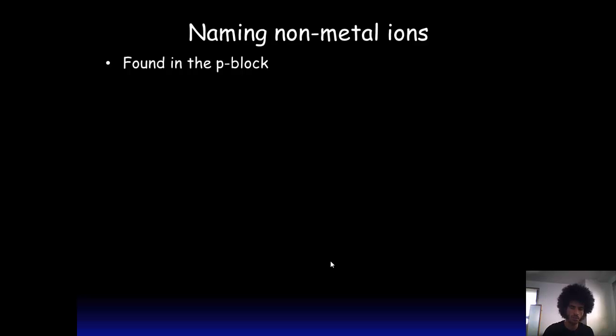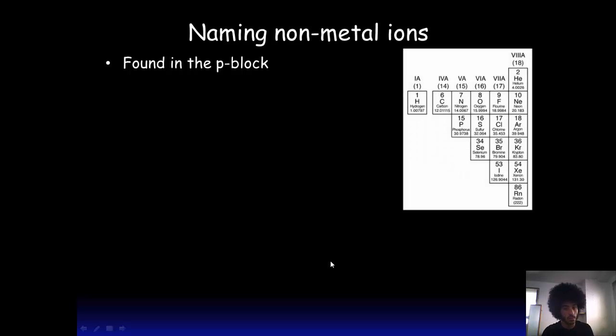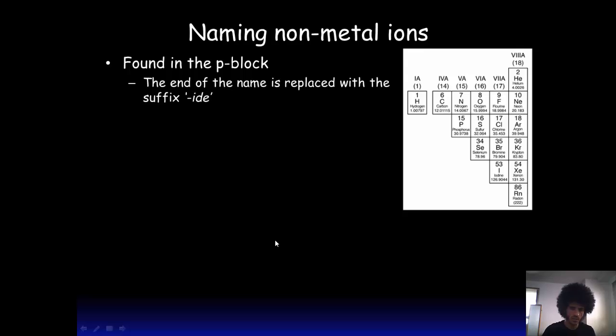Now non-metals are found in the P block, which is here. You can see there's not many of them. And you're probably going to have to deal with maybe group 7 mostly, group 6 pretty often, 5 rarely, and carbon very rarely comes up. I won't talk about hydrogen at the moment because that's a bit more complicated. Now when you're naming non-metal ions, you always have to replace the end of the name with the "-ide" suffix.